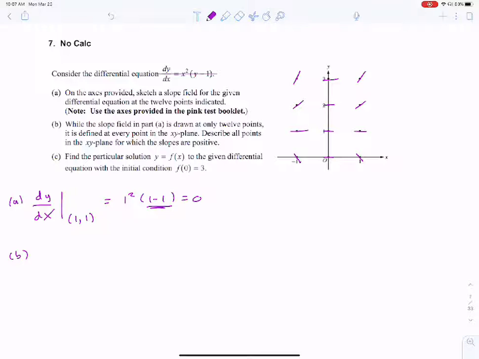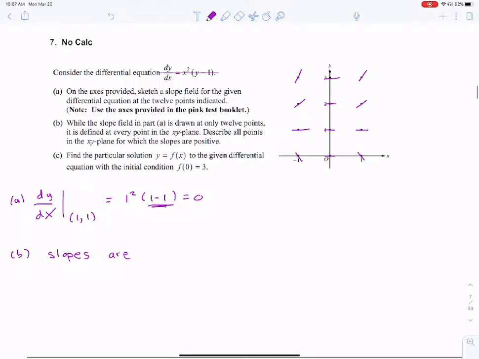First off, it's going to be positive when y is greater than 1, right? If you look at all our slope fields, when the y values are greater than 1, it's positive. Anything that's less than 1 is negative. And then the x coordinate doesn't matter because it's always positive, because it's x squared. So I'm going to reiterate that. I'm going to say slopes are positive when y is greater than 1, but if you note, x can't equal 0, because if x equals 0, then it's not positive.